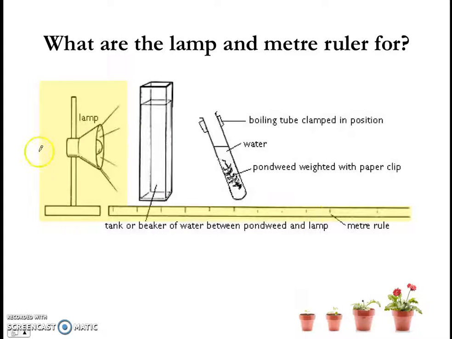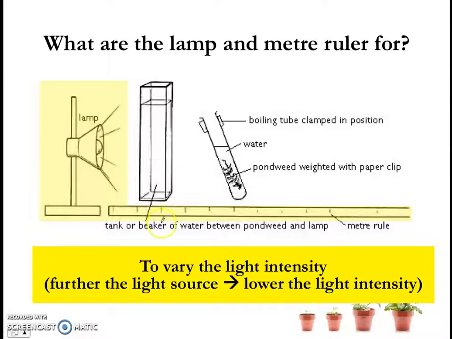Well, maybe your eyes first fixed on the lamp and the meter ruler, and you ask yourself, what's that for? Well, the lamp and meter ruler actually allow us to vary or change the light intensity. So here's our plant here. Imagine if we put the plant very near to the lamp. Well, the light intensity would be very great, right? Because it's very near the lamp.